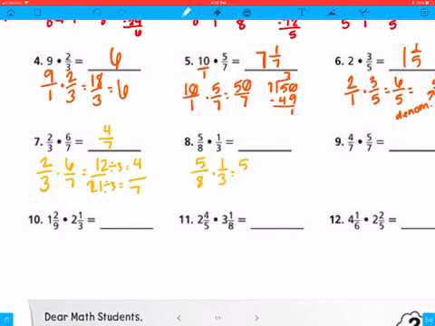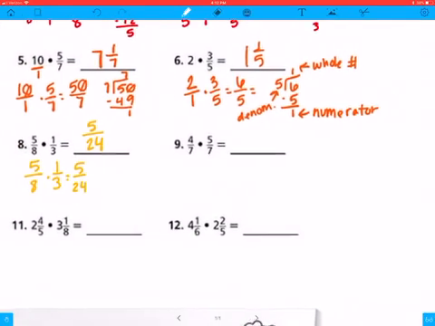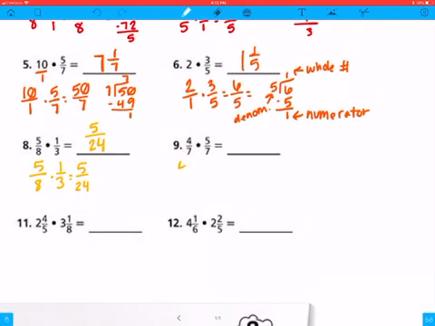5/8 multiplied by 1/3, and I get 5 over 24. Final answer. Number 9, 4/7 multiplied by 5/7. I multiply straight across, and I get 20 over 49.